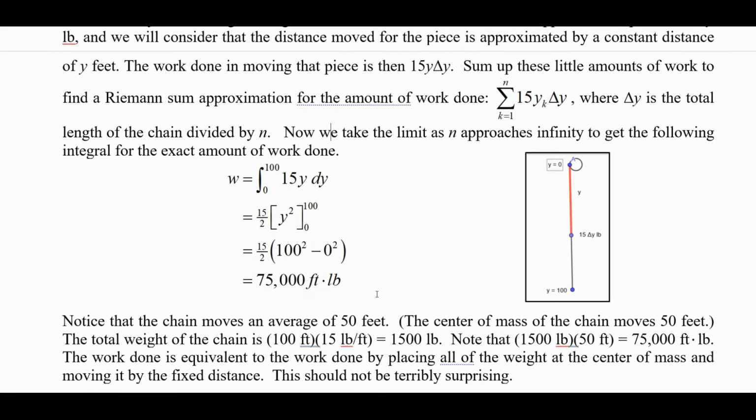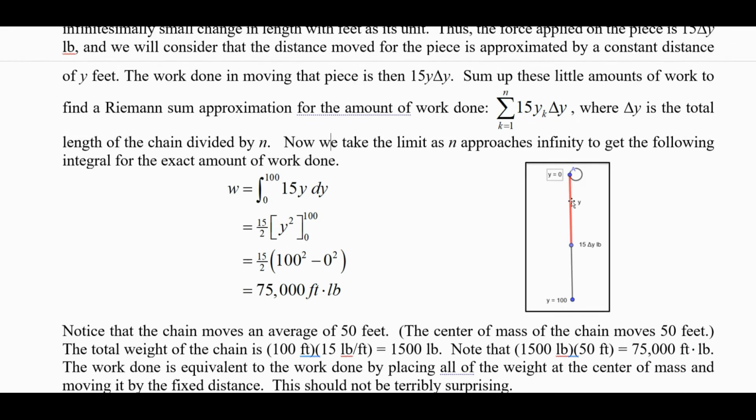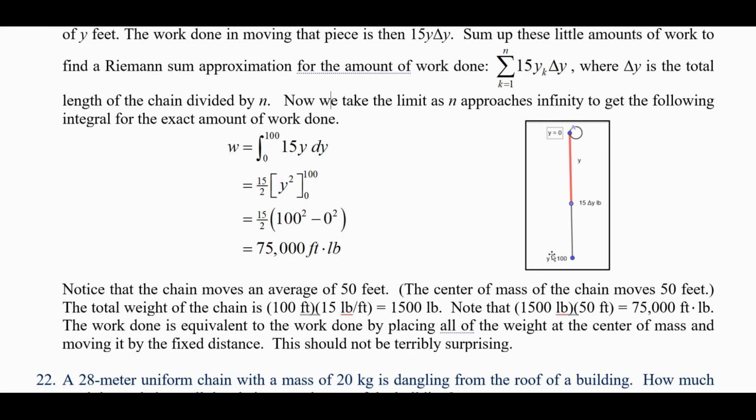You might notice that the chain moves an average of 50 feet. Some of it's moving from 0 to 100. It's moving on average 50 feet, so the center of mass moves 50 feet. Because it's a uniform chain, the center of mass will be exactly 50 feet from the top. The total weight of the chain is 100 feet times 15 pounds per foot, or 1,500 pounds. And notice that 1,500 pounds times 50 feet is 75,000 foot-pounds. So the work is equivalent to the work done by placing all the weight at the center of mass and moving it by the fixed distance. Once you understand that, you can probably do this without calculus. But that should not be a terribly surprising result.